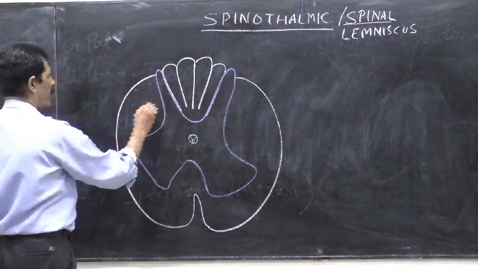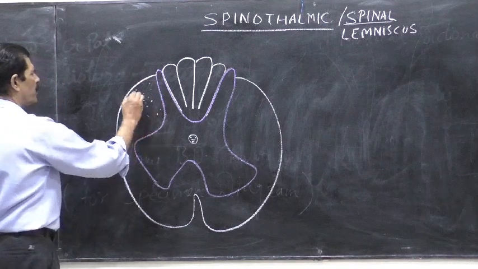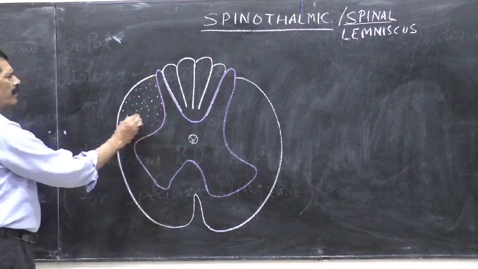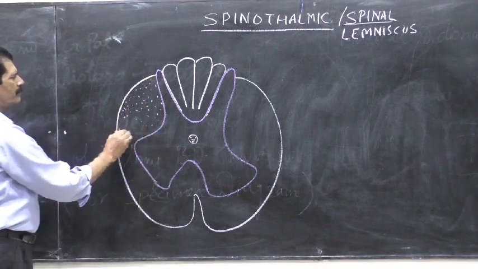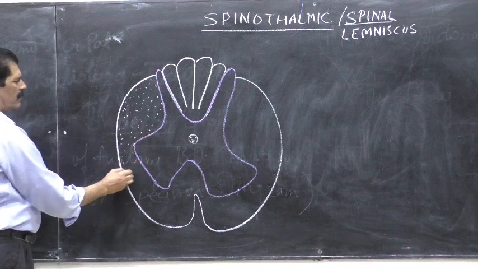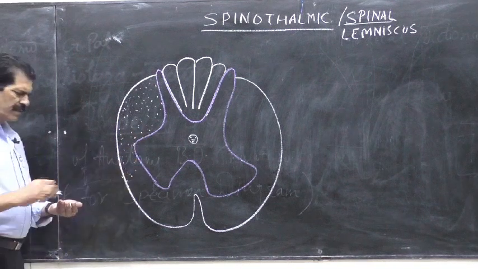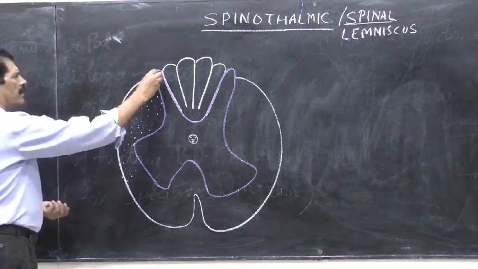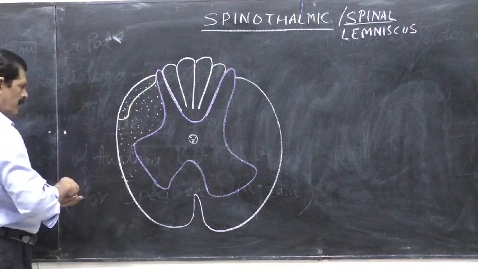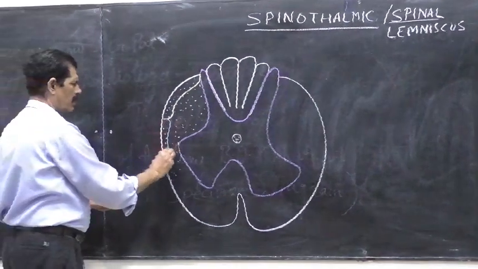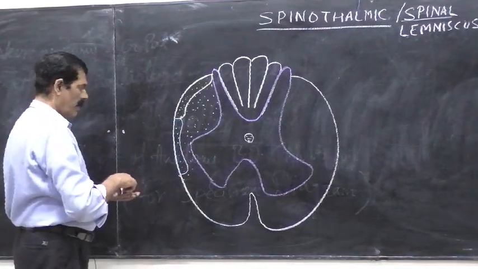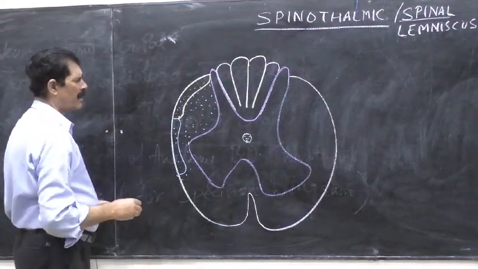So here, this is the lateral column. It contains many ascending and descending fibers. And out of these, we have already done the posterior spinocerebellar and the anterior spinocerebellar. Now today we will take the spinothalamic.